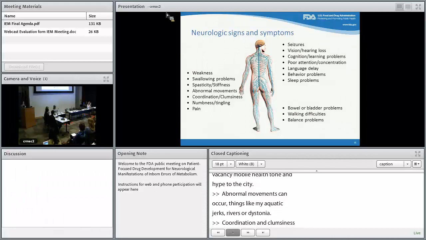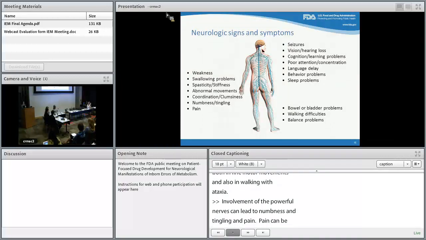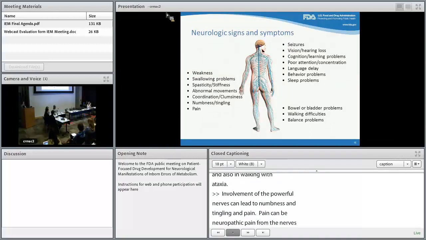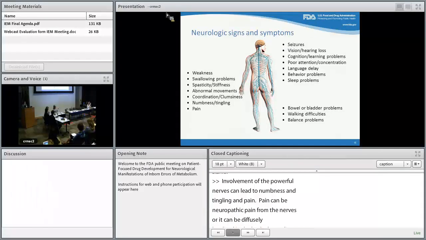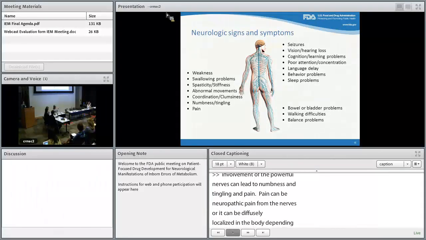Coordination and clumsiness, both in fine motor movements and also in walking with ataxia. And involvement of the peripheral nerves can lead to numbness and tingling and pain. Pain can be neuropathic pain from the nerves, or it can be more diffusely localized in the body depending on the area involved. Bowel or bladder problems can cause a significant problem for caregivers, I know. And again, walking problems or balance problems. Either patients never start walking in the first place, or they do reach the point of developing those motor milestones only to decline later.